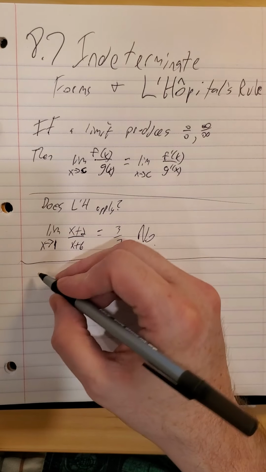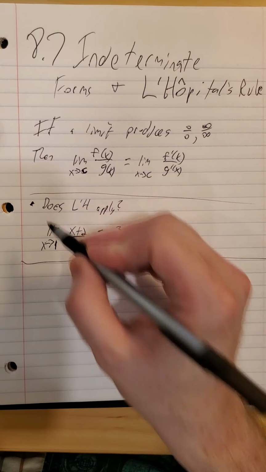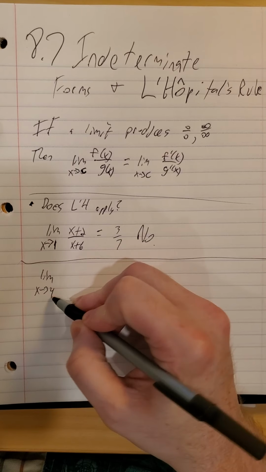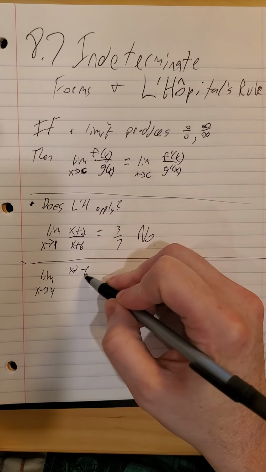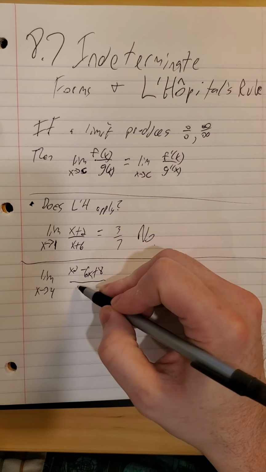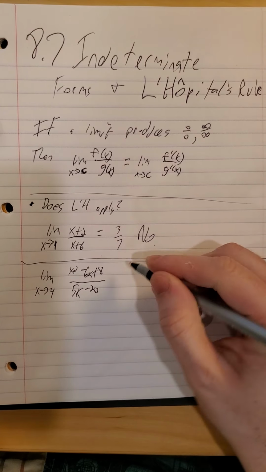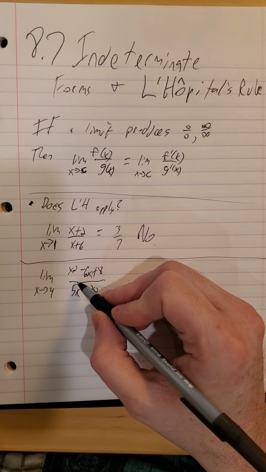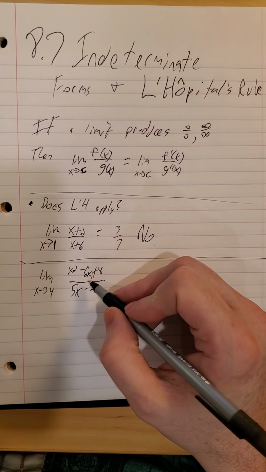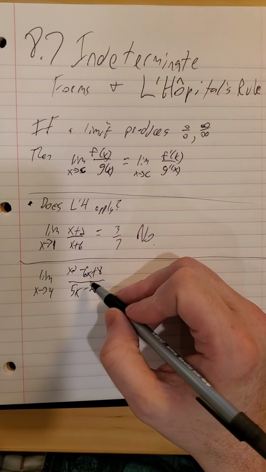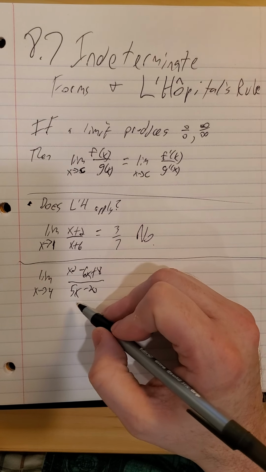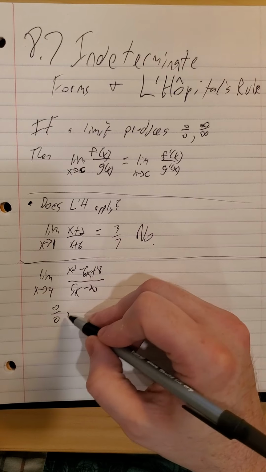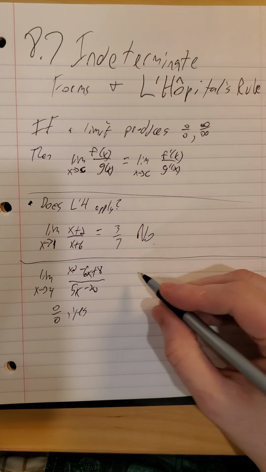All right, so the next one, same question, does L'Hopital's rule apply? This time we'll do the limit as x approaches 4, x squared minus 6x plus 8 over 5x minus 20. So if I put a 4 up top, we've got 16 minus 24 plus 8, that's a 0. Downstairs, 20 minus 20 is 0. So 0 over 0, yes, L'Hopital applies.